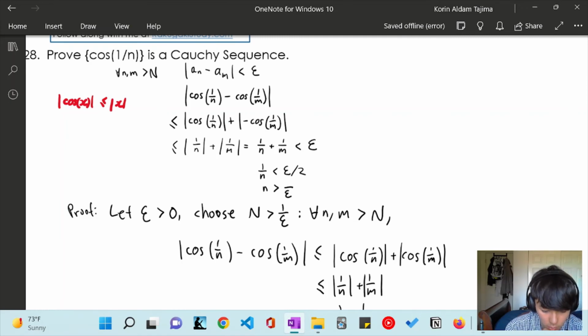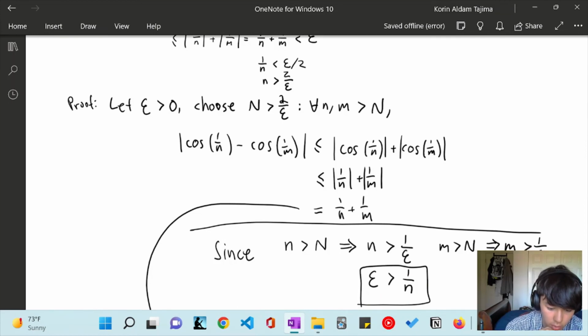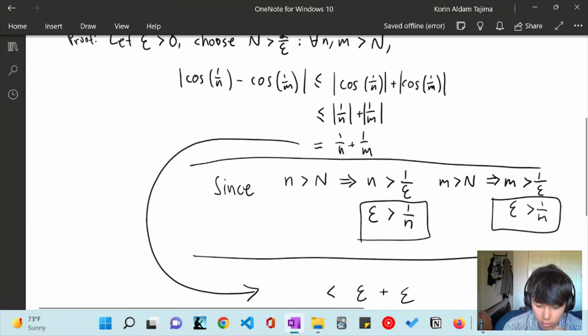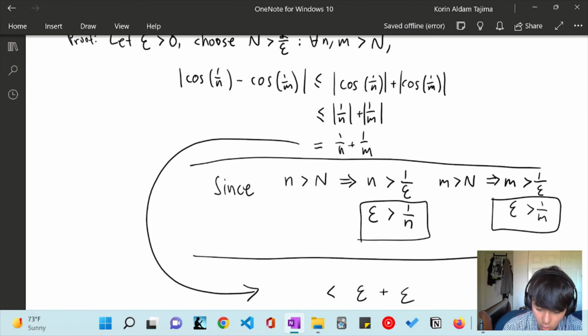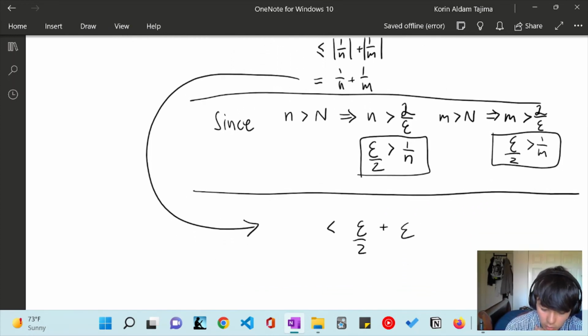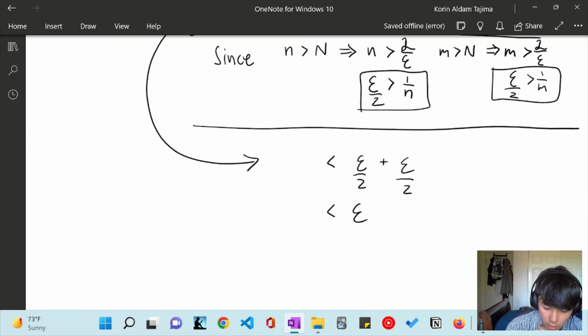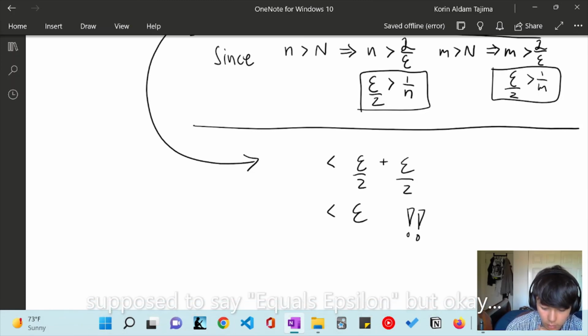So you multiply by, what are we solving for? N, right? Yeah, you get 2 on epsilon, which means N is greater than 2 on epsilon, and we solve all the way down here. n is greater than 2 on epsilon, m is also greater than 2 on epsilon, so epsilon on 2 is greater than 1 on n and 1 on m, which gives us epsilon over 2 and epsilon over 2, which is less than epsilon. And that's the proof.